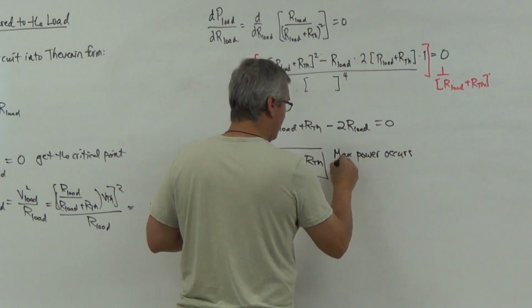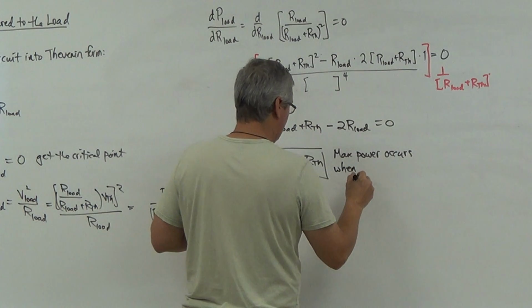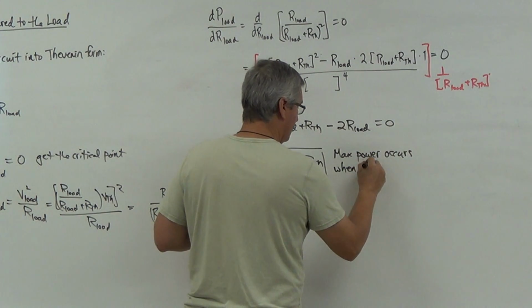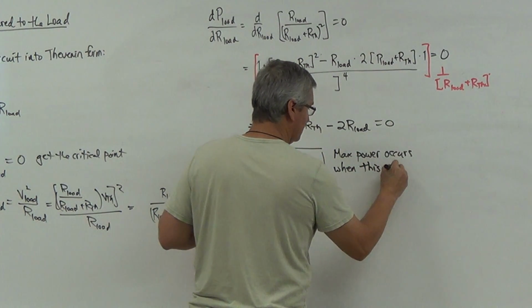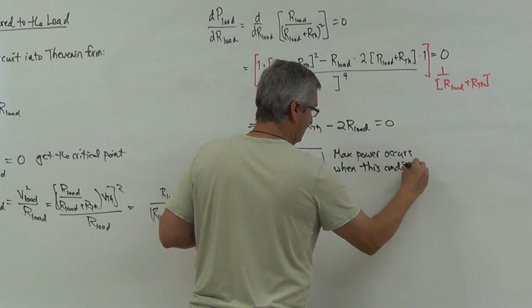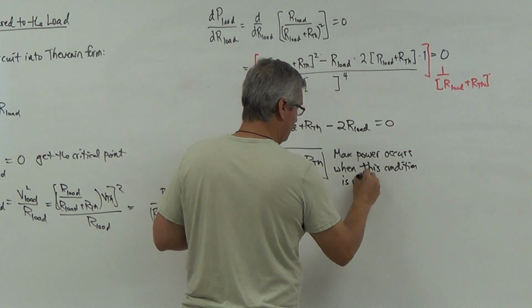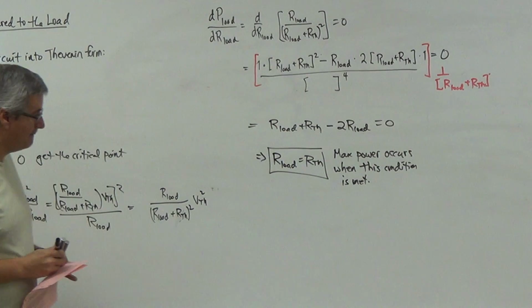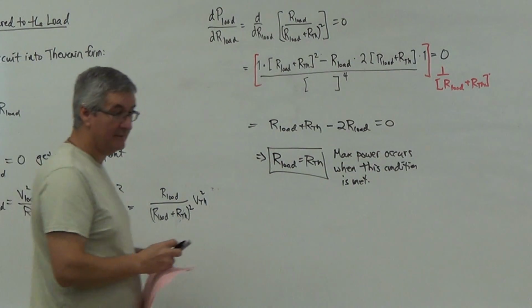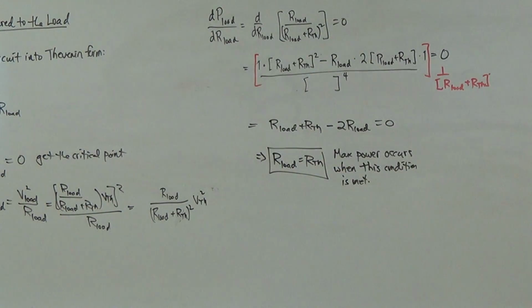So this means that maximum power occurs when this condition is met. That being said, I could then go in and take a circuit and calculate that, which brings me to the next example.